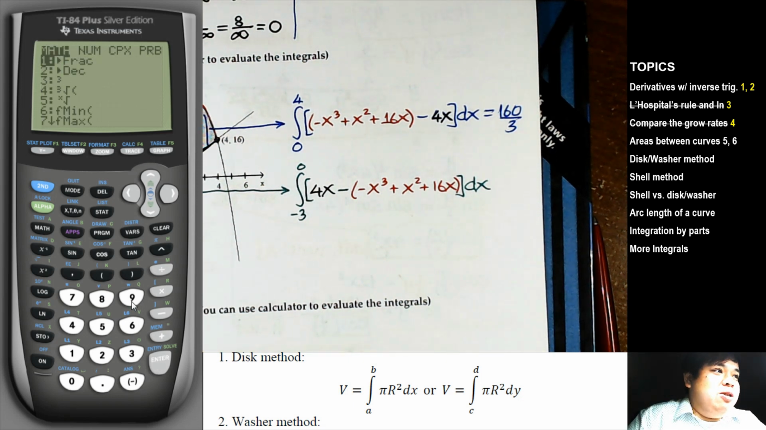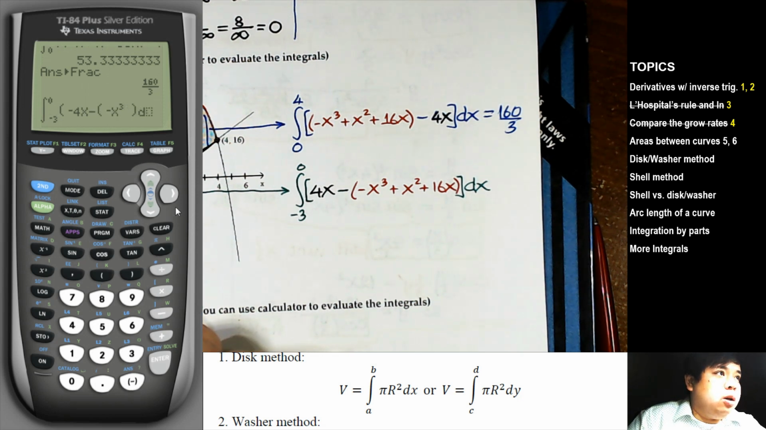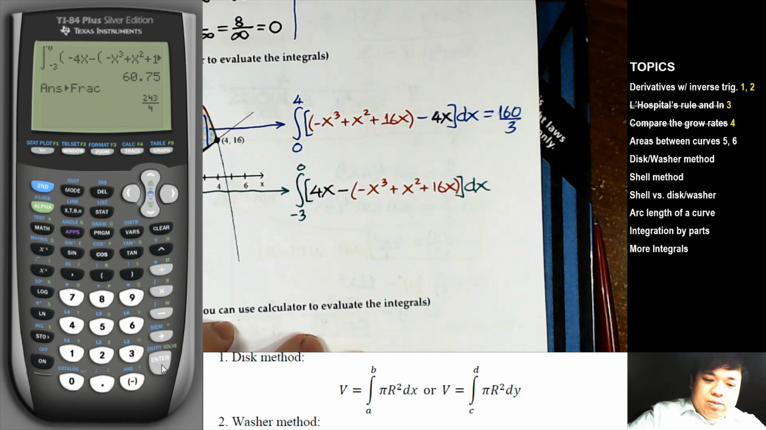And then next, another integral that goes from negative 3 to 0. I mean the line above the curve. Negative x cubed plus x squared plus 16x. I forgot the x earlier. Close parentheses here. And that's 75. Convert to fraction.